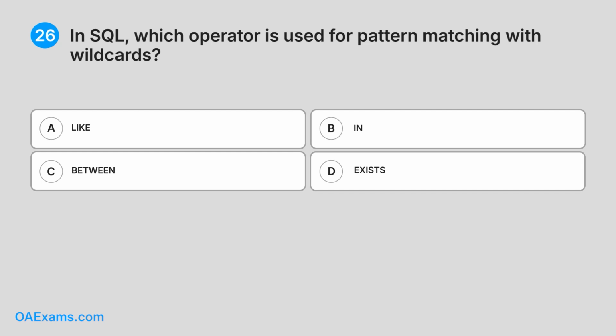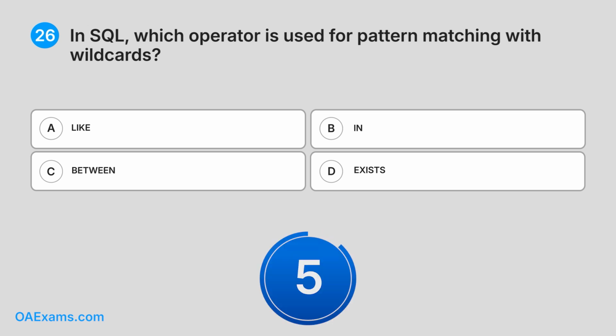26. In SQL, which operator is used for pattern matching with wildcards? A. Like. B. In. C. Between. D. Exists. Do you know the answer?